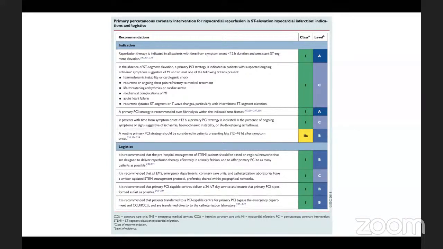It is recommended that all EMS, emergency departments, coronary care units, and cath laboratories have a written, updated STEMI management protocol, preferably shared within geographical networks. It is recommended that primary PCI capable centers deliver a 24-hour, 7-day service to ensure primary PCI is performed as fast as possible. It is recommended that patients transferred to PCI capable centers for primary PCI bypass the emergency department and CCU and are transferred directly to the cath laboratory, and all are class 1.